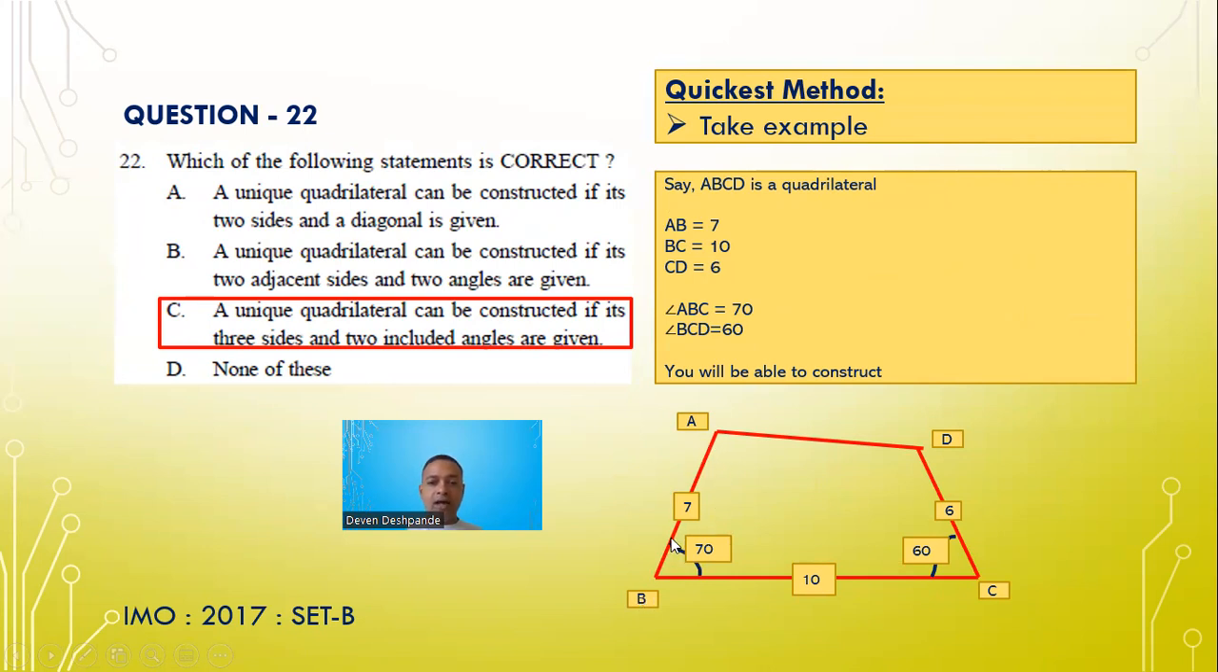Then you draw an arc of 70, and then you draw a ray BC, and it has to be of length 10 because BC is 10. Again, here you draw an arc which is at an angle of 60, and it cuts at a length of 6. So CD is 6. So if the measurements of three sides are given, and two included angles are given, you can construct a quadrilateral. When you find D, you can join A to D so that ABCD becomes a quadrilateral. But for a quadrilateral, the three sides must be given and two included angles must be given. Only after that you can construct a quadrilateral.